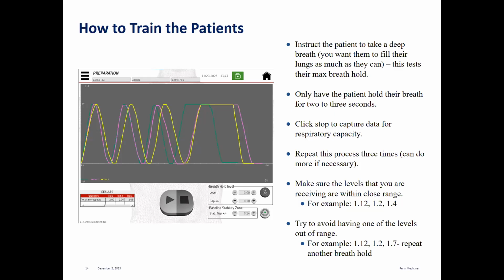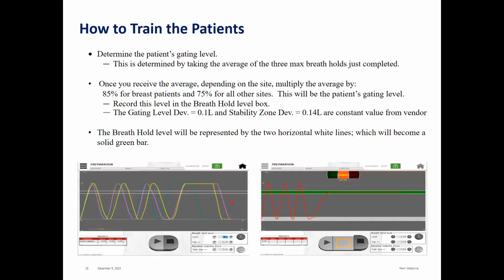If you find that they start to get a deeper inhale and the range is higher, you want to go off of those 3 highest ranges. This calculates their biggest breath hold and will take most of their lung and stabilize everything internally more. So once you determine the patient's gating level, you're going to take the average of those 3 max breath holds.